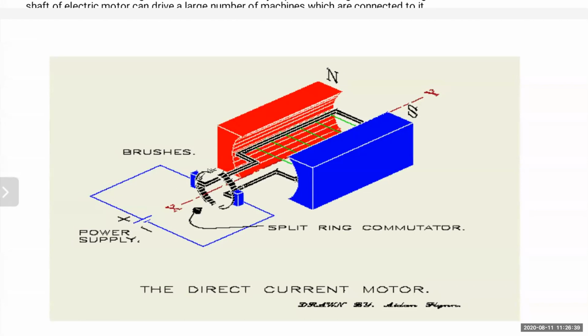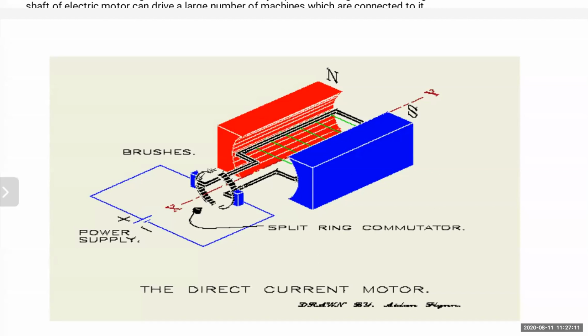And what is the principle? The electric motor works on the principle that a current carrying conductor placed in a magnetic field always experiences a force. That is your force. It exerts the force. This is your principle.